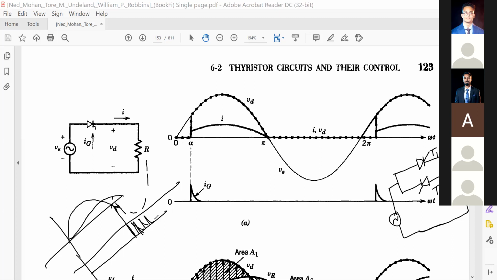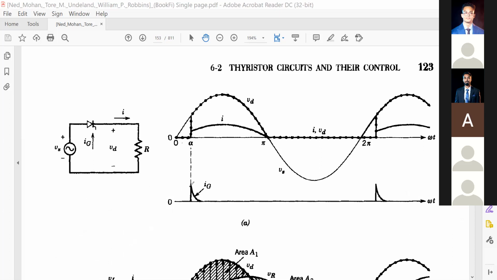Anyway, here we have applied the single pulse, and this thyristor is already forward biased, so the current will start flowing. With the resistive load, the current has the same wave shape as the voltage, with its peak value at pi by 2. The current will be 0 at omega t equal to pi, since it is a resistive load and the voltage is 0.